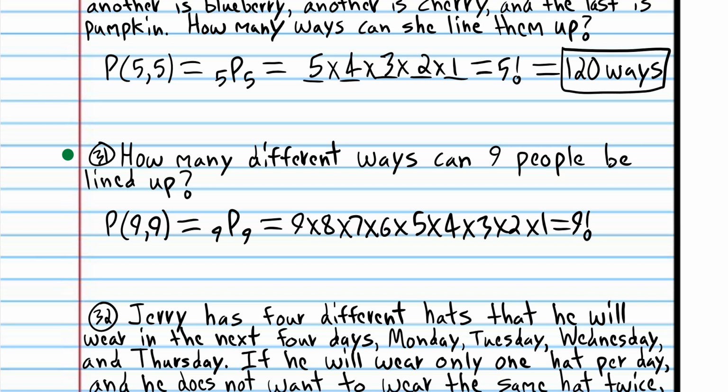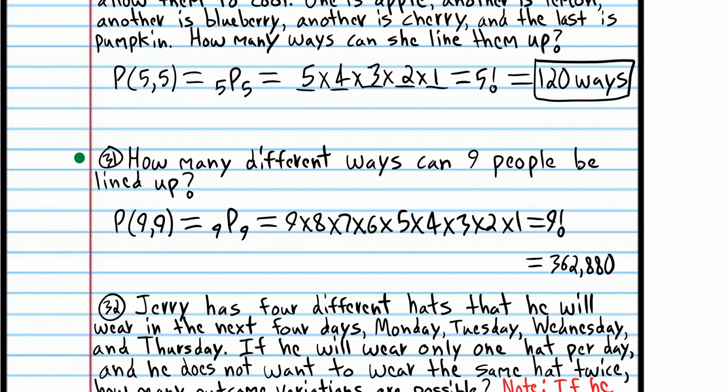Press 9, press the math button at the upper right, right arrow key to probability, go down to number 4, factorial. You should see 9 exclamation point in your calculator. Press enter, and we get 362,880 ways.